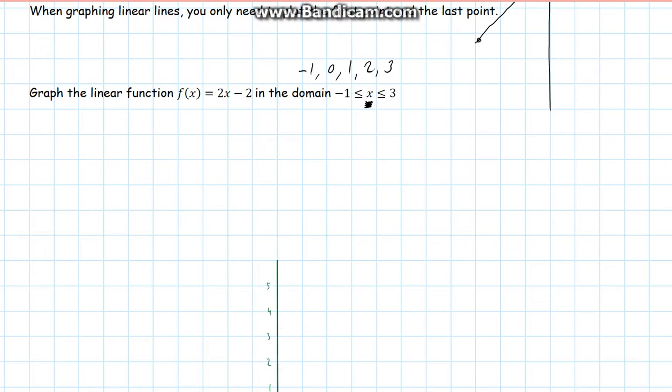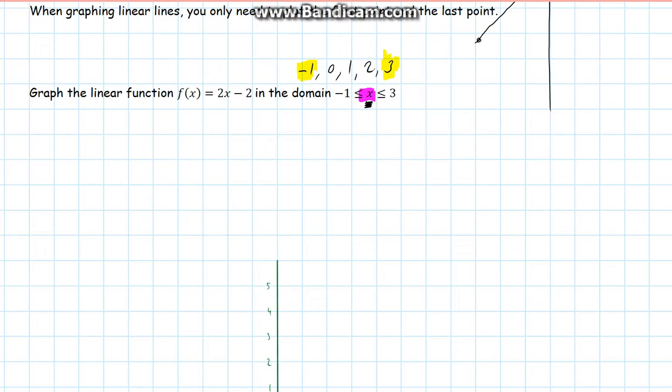So when x is minus 1, when x is 0, when x is 1, when x is 2, when x is 3. But we said that we actually only have to do the first and the last point when it's a line, so that's all we're going to do. As I said, it tells you it's when x is equal to those numbers. We're only going to use the first and the last point because it's a line. When we go on to quadratic and cubic, we won't be able to do that. You'll have to use all the points. But for linear, it's first and last.